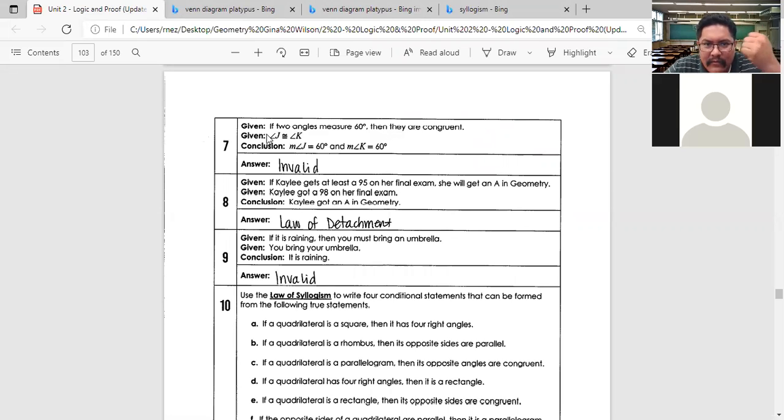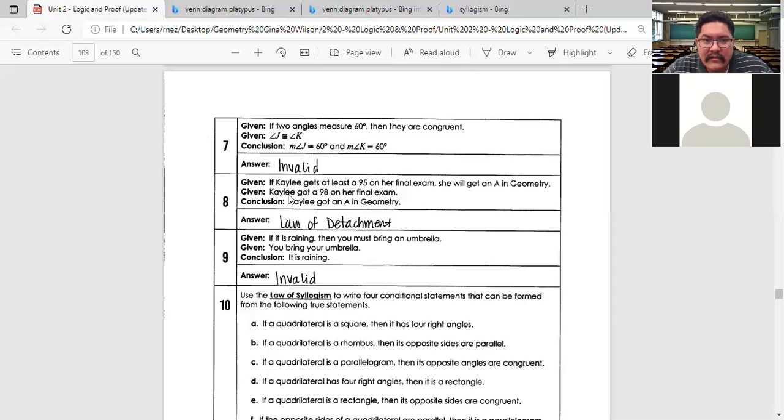Well, this doesn't really follow either of the rules. And if we wanted to make this work, because it is invalid, you can see it right there. The given should have been that J and K are 60 degrees. Therefore, J and K are congruent. So you'd have to switch these two here, the given and the congruent, to make it work. But this would kind of be closer to law of detachment. But again, it's not valid. It's not either of those.